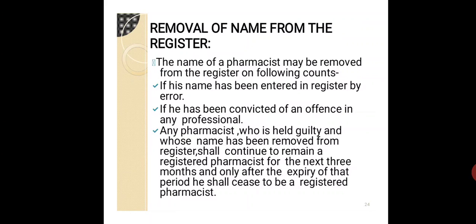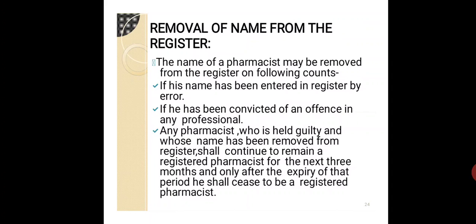First, his name has been entered in the register by error. After that, any offence in the profession of pharmacy. After that, any pharmacist who is held guilty and whose name has been removed from the register shall continue to remain a registered pharmacist for the next 3 months, and only after the expiry of that period shall cease to be a registered pharmacist.